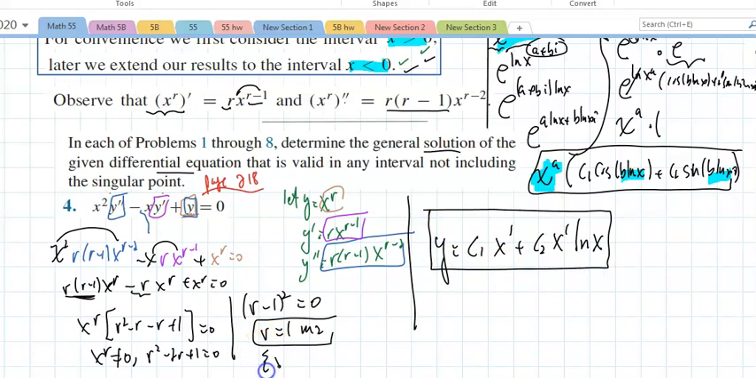So the fundamental set is x to the 1, x to the 1, but those are not linearly independent. So you multiply by natural log of x to make them linearly independent. That's repeated.